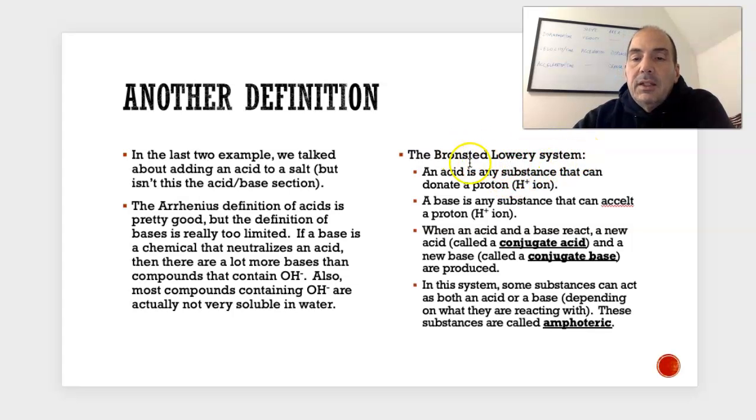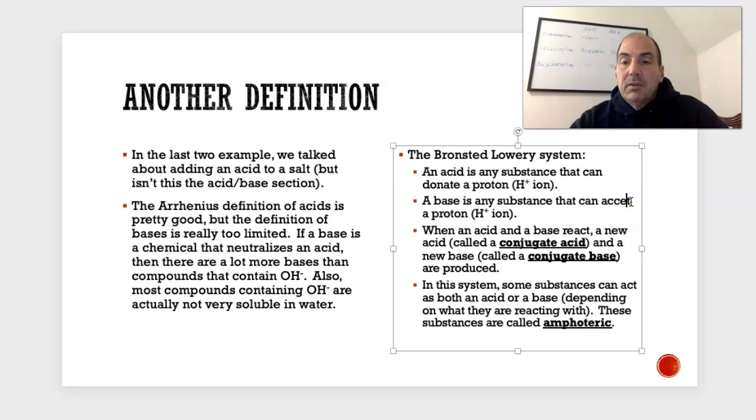They defined an acid as any substance that can donate a proton, which is just a hydrogen ion. After all, hydrogen has one proton, one electron. If we take the electron away, all that's left is a proton. So they talk about acids in terms of protons, and they use terms like monoprotic, meaning it has one hydrogen, diprotic, it has two hydrogens, etc. Okay.